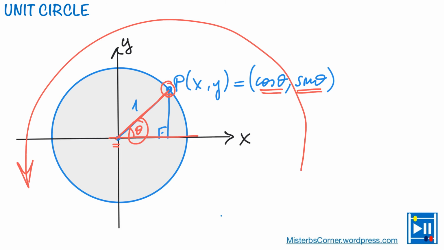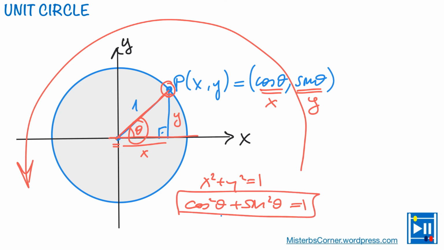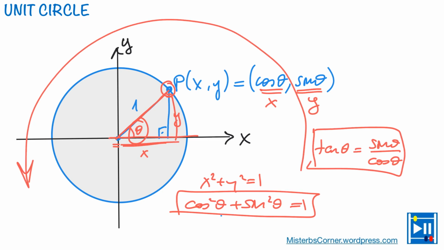From this triangle we get the following. First of all, just because cosine theta is x and sine theta is y, if I write down the Pythagoras theorem, like x squared plus y squared equals 1, I end up with cosine squared theta plus sine squared theta is 1. This is my first identity. And the second one is the ratio between opposite and adjacent, which ends up with tangent theta equals sine theta over cosine theta, right? These are the two identities we will use frequently in this chapter.